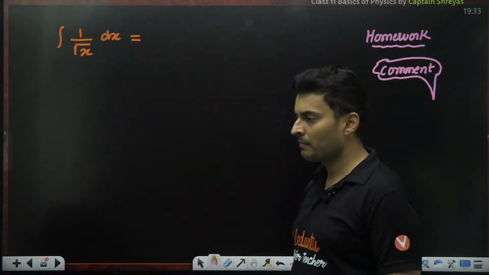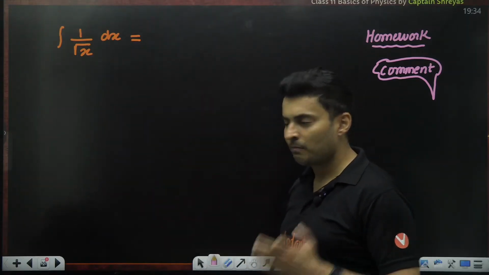This is your homework question. Integral of root of 1 by x dx. Okay, what is the answer?